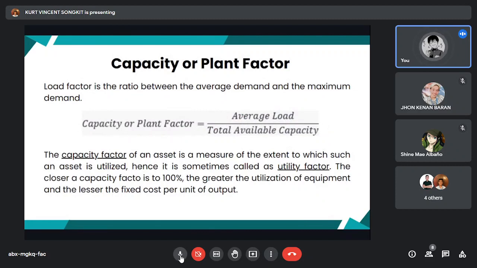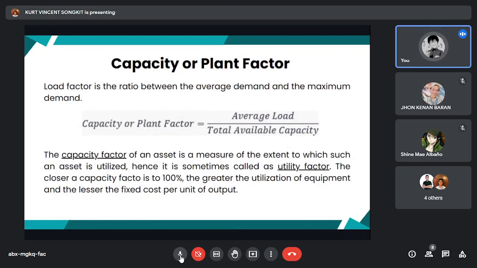Capacity or plant factor is defined to be the ratio between the average load and the total available capacity. Thus, the equation for this factor is capacity or plant factor equals average load divided by total available capacity. The capacity factor of an asset is a measure of the extent to which such an asset is utilized. Hence, it is sometimes called the utility factor.